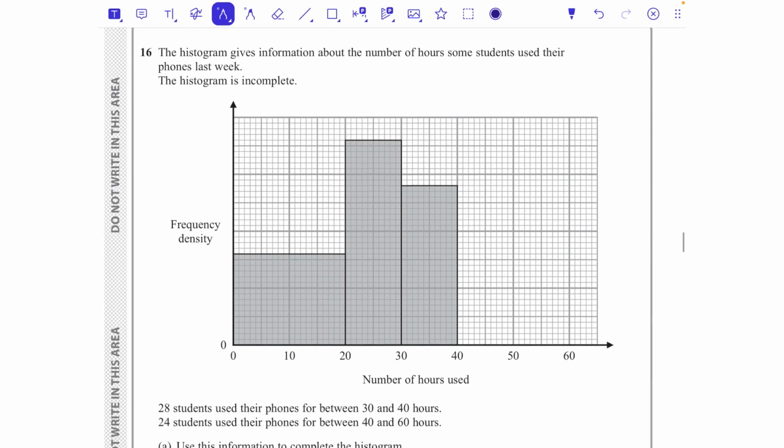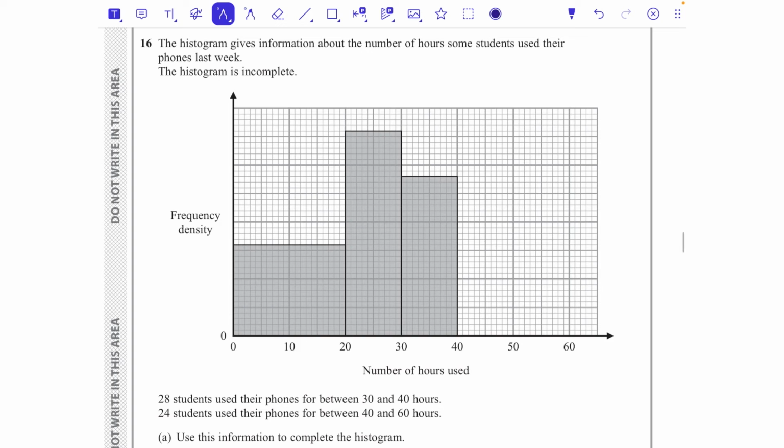Question number 16, and we have a histogram. The histogram gives information about the numbers of hours some students used their phones last week. The histogram is incomplete. It says 28 students used their phone for between 30 and 40 hours. So we know that the area, remember with histograms, it's the area of the bar that is the frequency. So I know the area of that bar is 28.